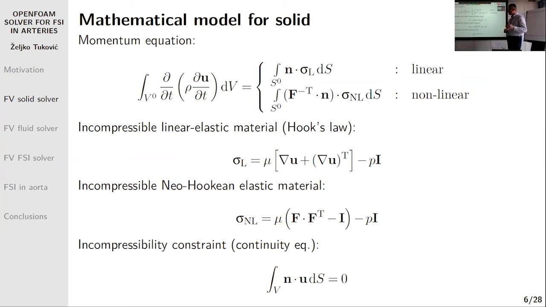Incompressible linear elastic material is modeled by Hooke's law with pressure as an additional variable to enforce incompressibility. Non-linear incompressible elastic material can be modeled by an arbitrary constitutive equation, but here I was using only neo-Hookean material, which is shown here. It also has this additional pressure variable to enforce incompressibility. Of course, we need an incompressibility constraint, which we usually call the continuity equation.